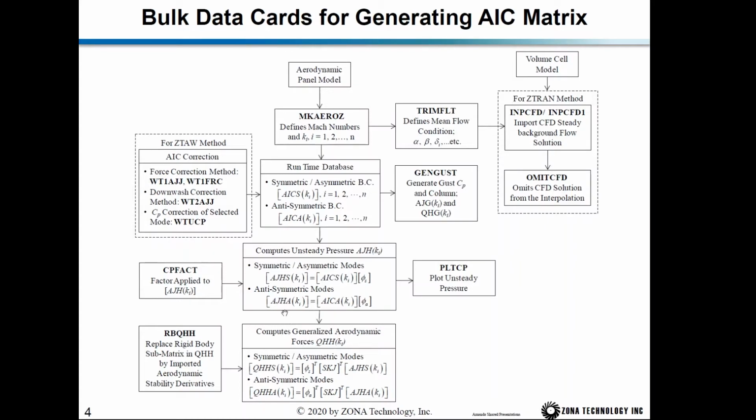After we have the unsteady CP, we multiply by an integration matrix called SKJ. It converts the CP to forces, and then pre-multiply by the mode shape matrix. That will give you symmetric generalized aerodynamic forces and anti-symmetric generalized aerodynamic forces, called QHHS and QHHA. And finally, if you have a rigid body mode, you can replace the rigid body terms in the QHH matrix by the imported aerodynamic stability derivatives.